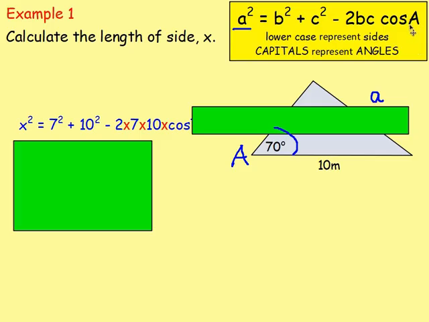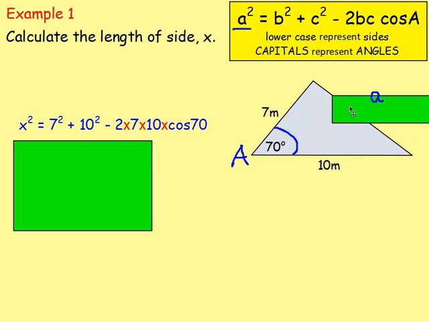And what size is our angle? What size is angle A? That's the angle we know within this formula. 70 degrees. It is 70 degrees. Yes, well done, George. Good.